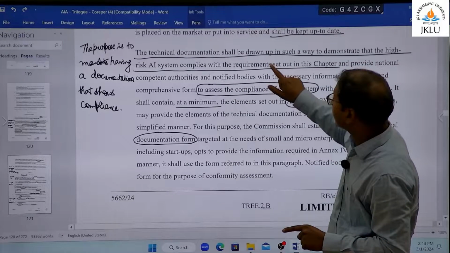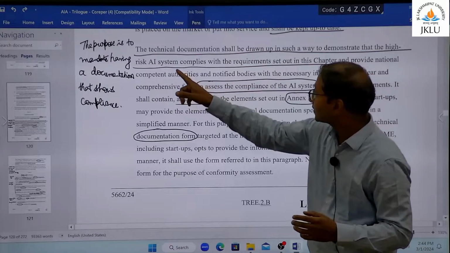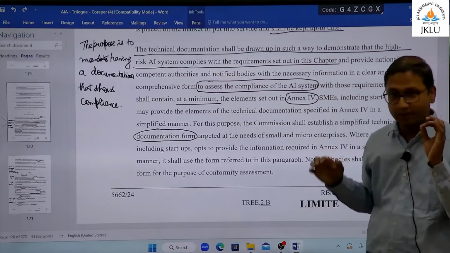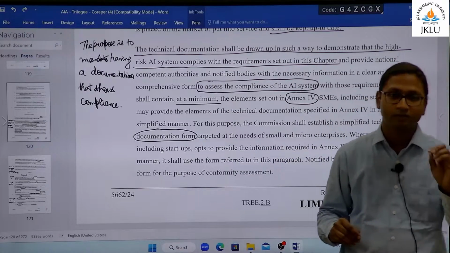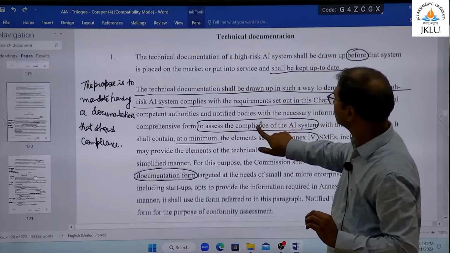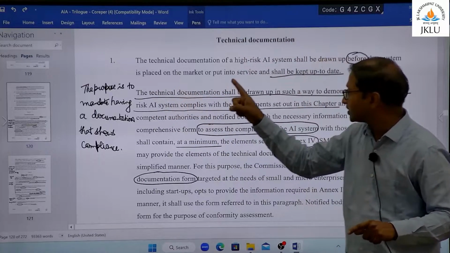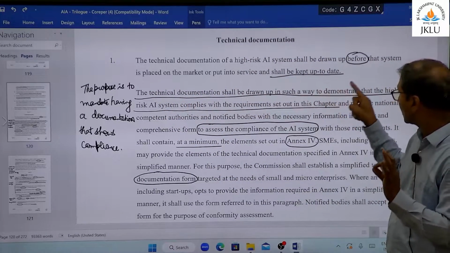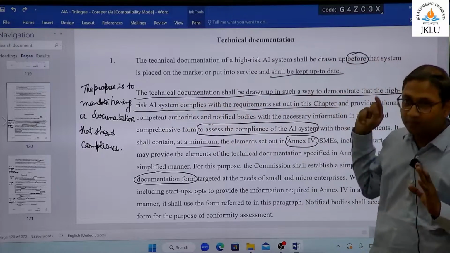So the technical documentation shall be drawn up in such a way to demonstrate that the high risk AI system complies with the requirements set out in this chapter. If you understand this line, you understand the meaning of Article 11. The technical documentation shall be drawn up in such a way to demonstrate that the high risk AI system complies with the requirements set out in this chapter.